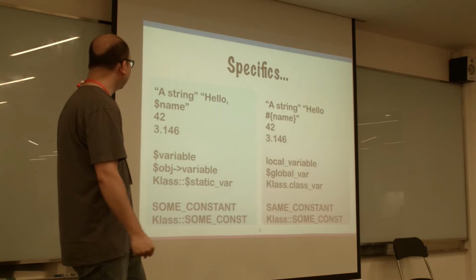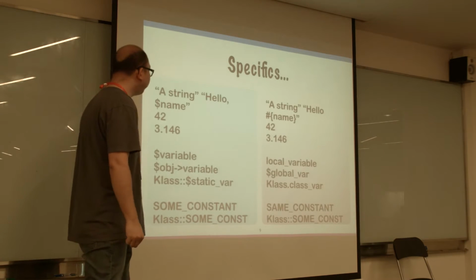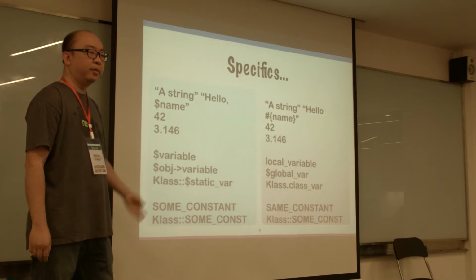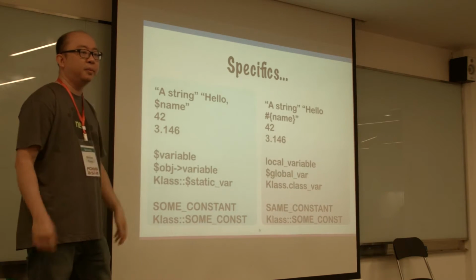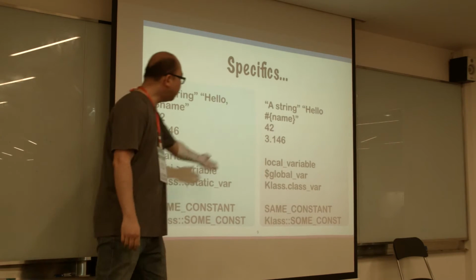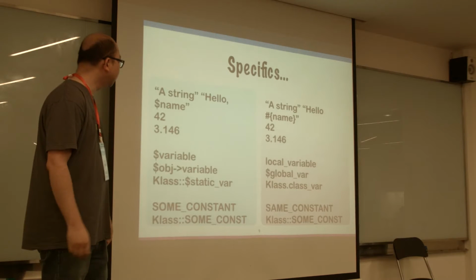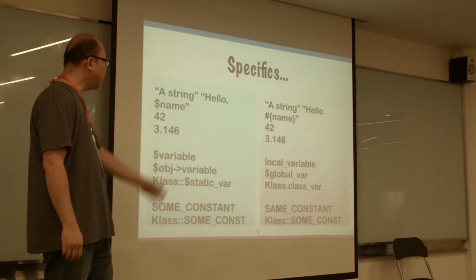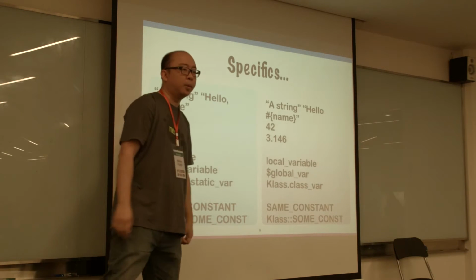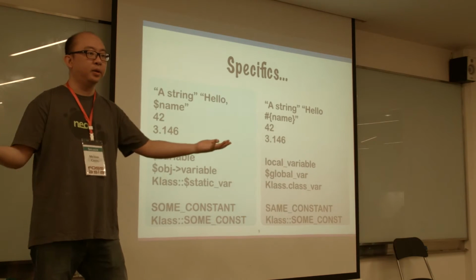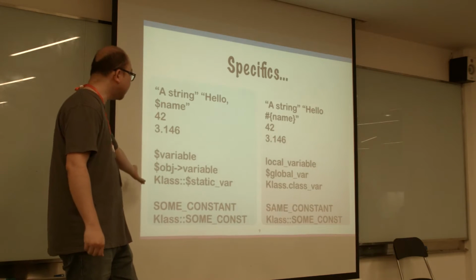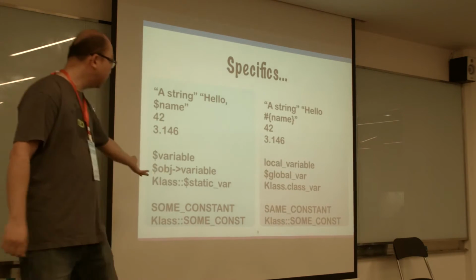So pretty straightforward. Numbers, floats. This is how you represent variables with $ sign in front. So anything with $ sign in front in PHP represents a variable container. And in Ruby, that's the other way around. Ruby also has a $ sign prefix as well. This is more for global variables, so they will be available throughout the entire app. Classes, static variables, constants.